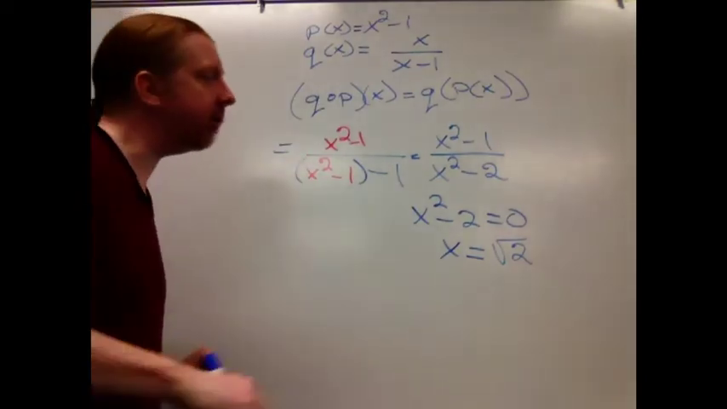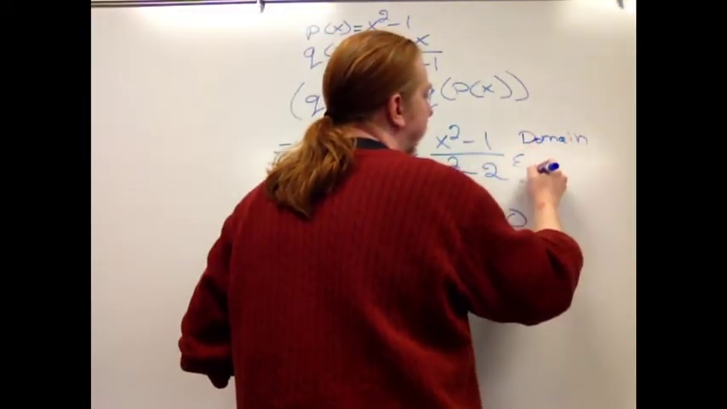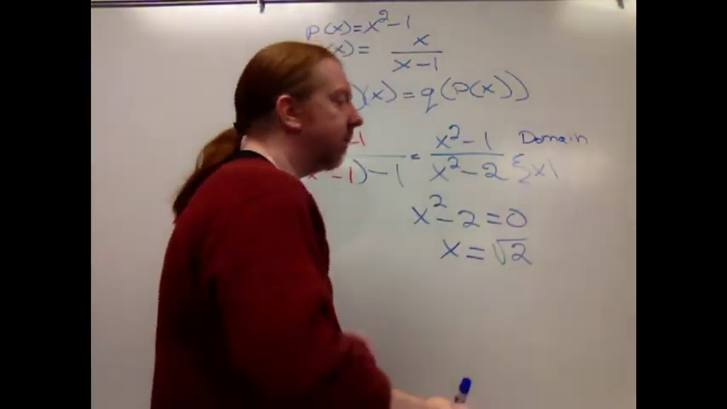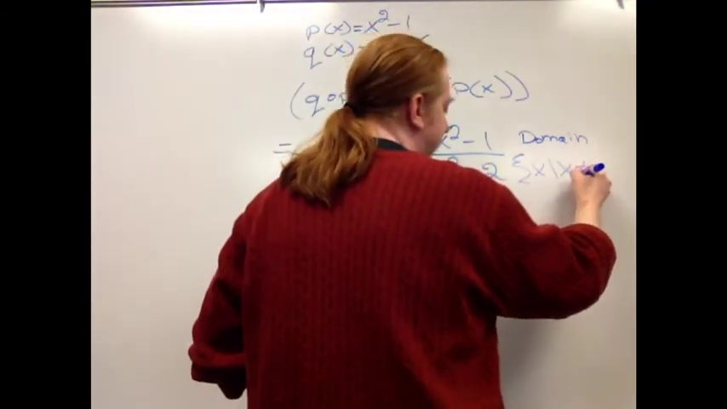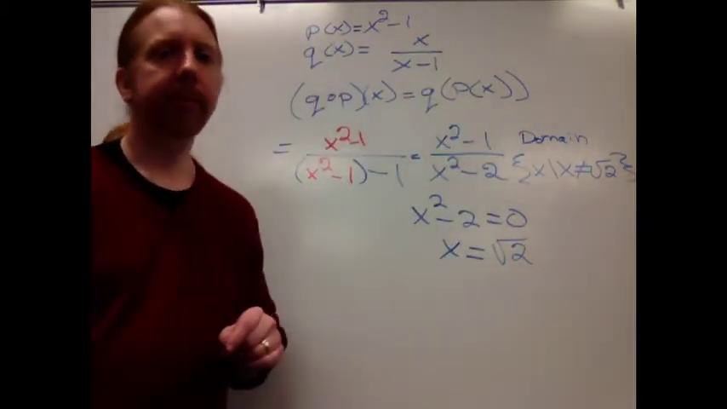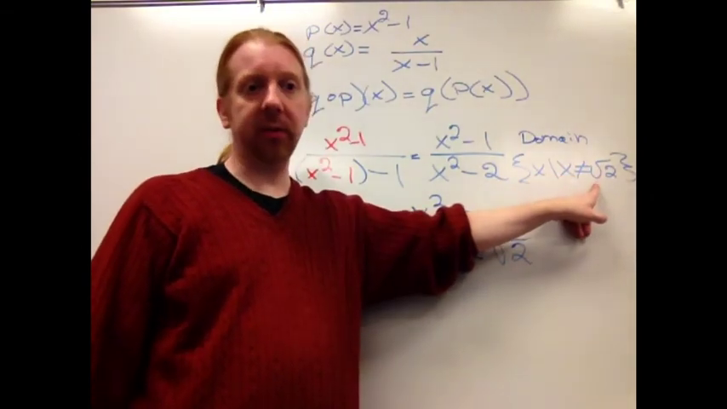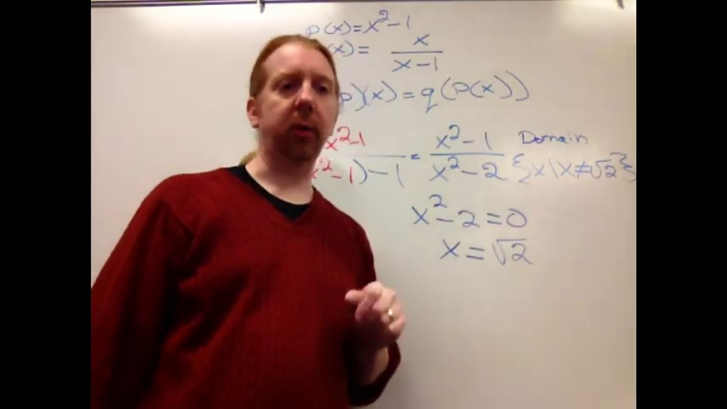So my domain for this is going to be the set of numbers of x such that x does not equal the square root of 2. All other values are going to work, so I say it's all the x's except x equaling the square root of 2.